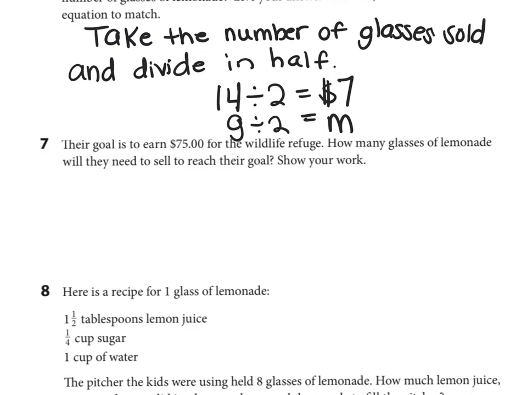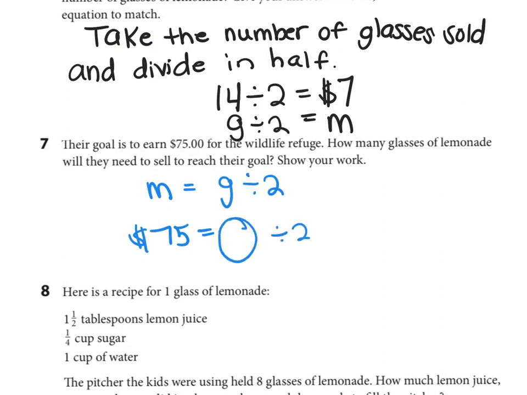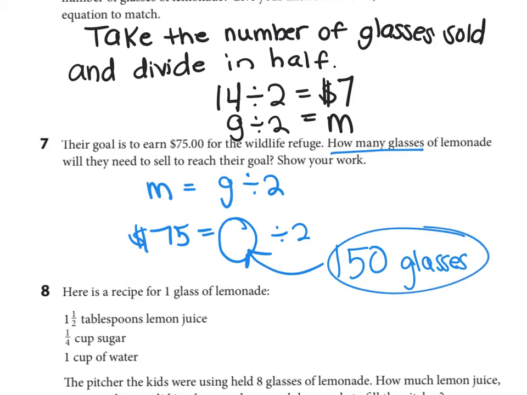So we can use that equation we just did above, which is money earned equals glasses divided by 2. And I know they want to make $75. So $75 is glasses divided by 2. How many glasses divided by 2 equals $75? Well, I know 75 doubled is 150. So how many glasses will they need to sell to reach their goal of $75? 150 glasses is the correct answer.